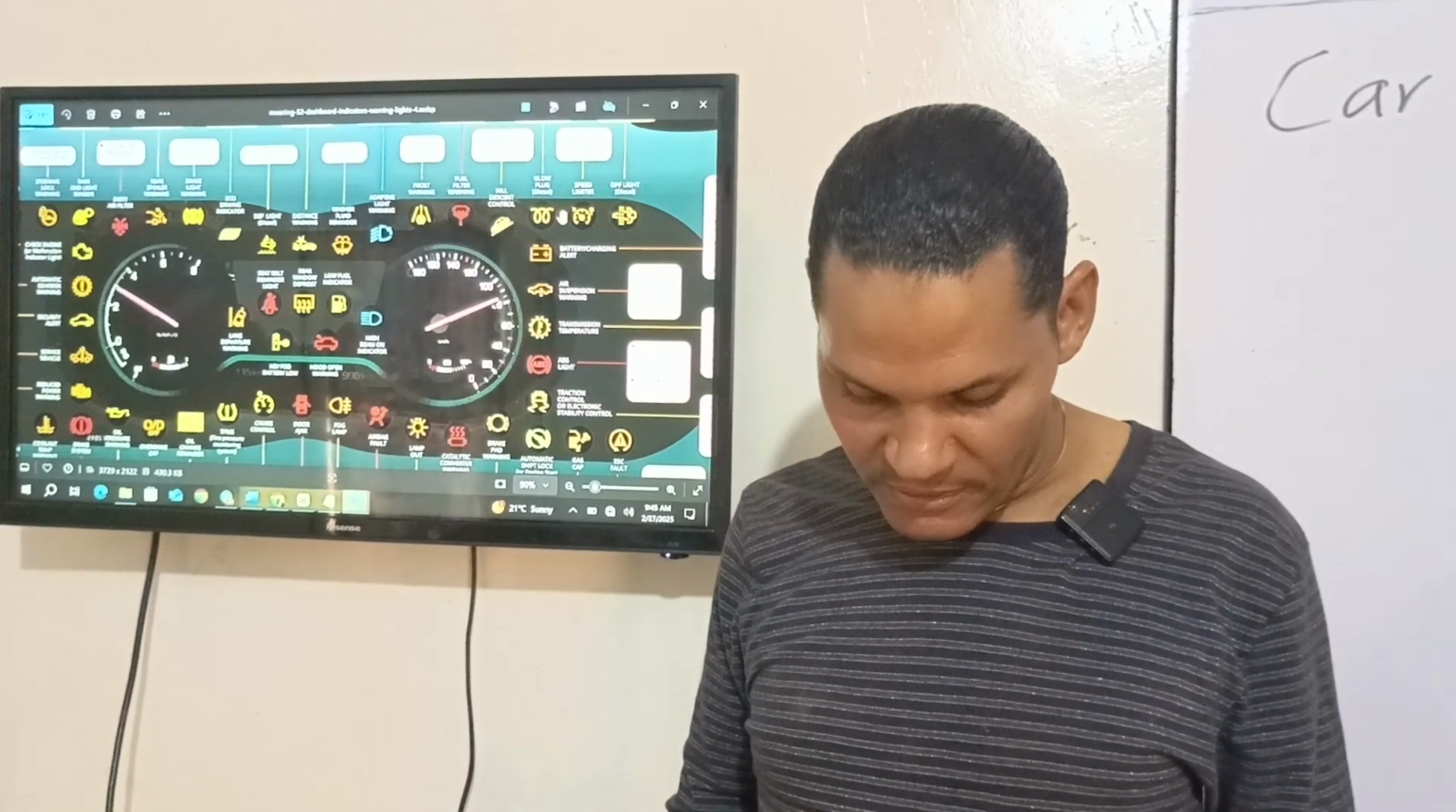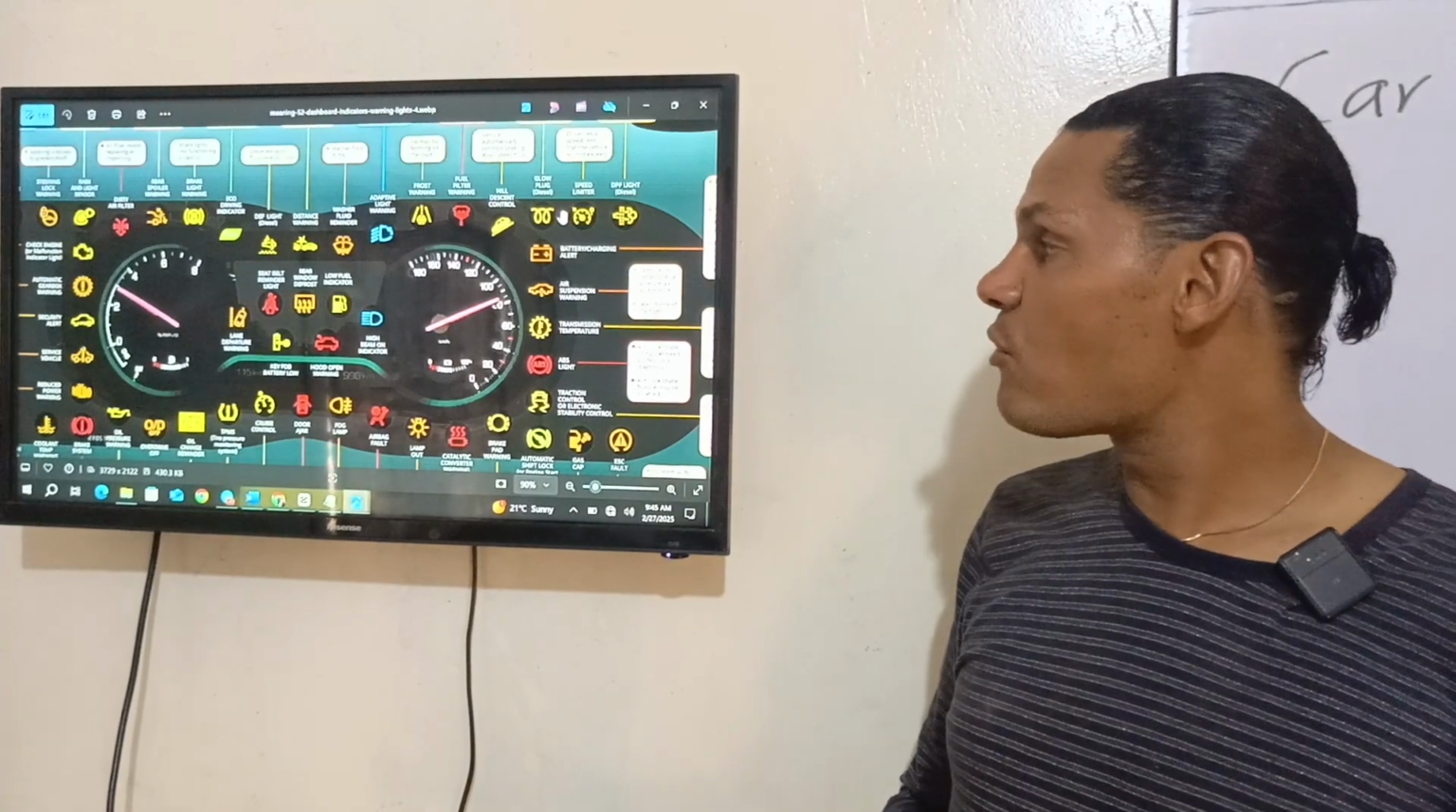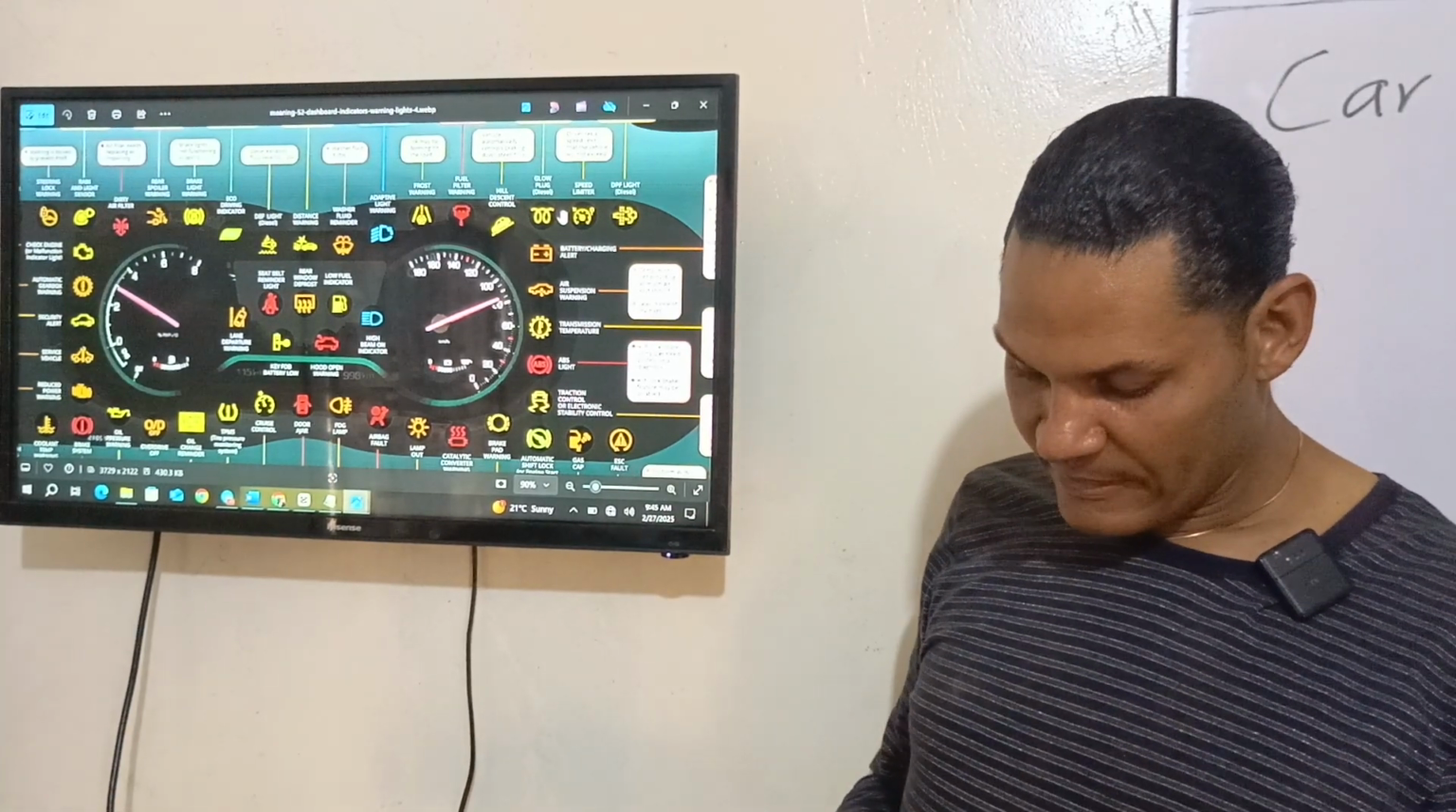Good. The next one is the rear fog light indicator. Very few cars do have a rear fog light.